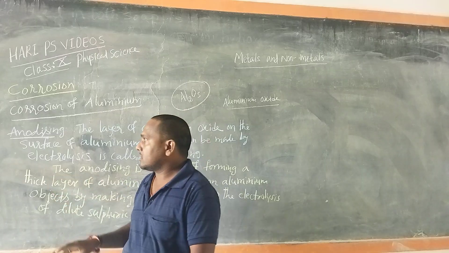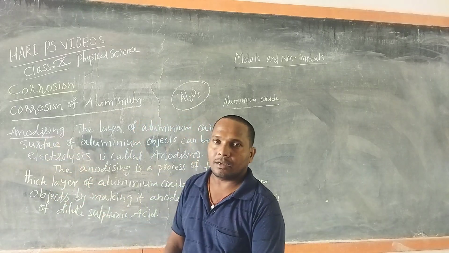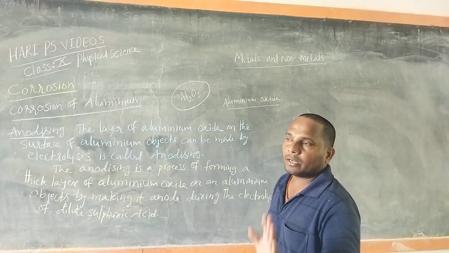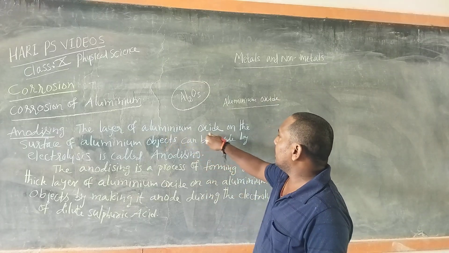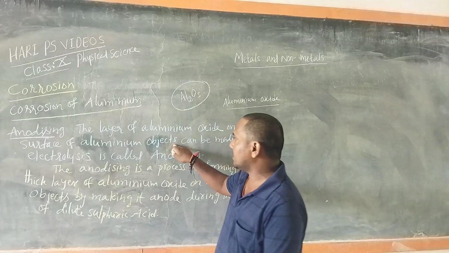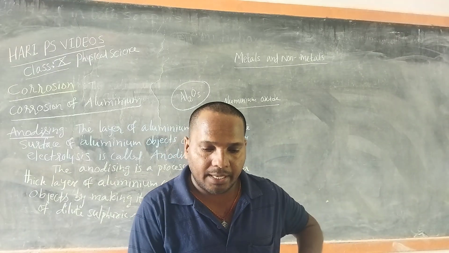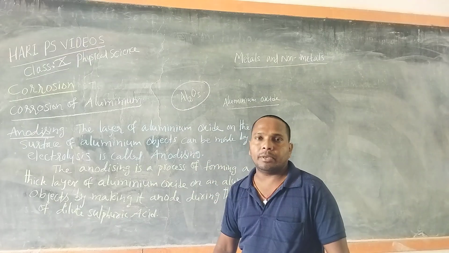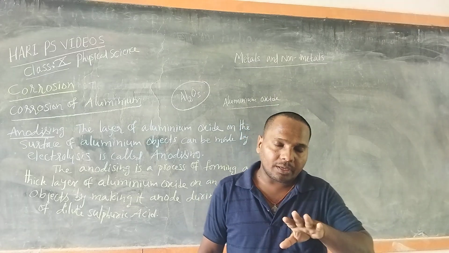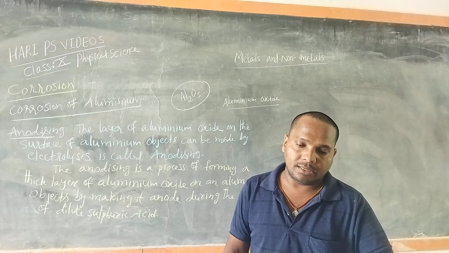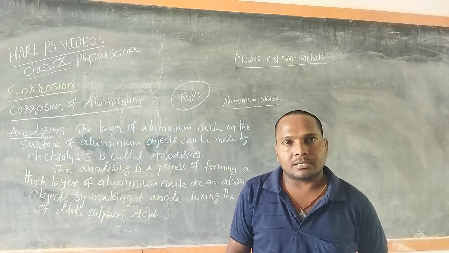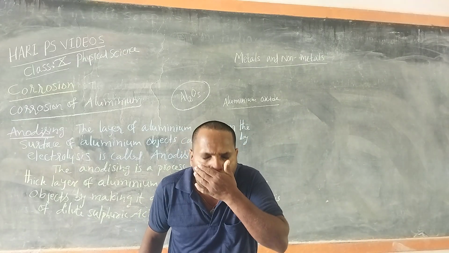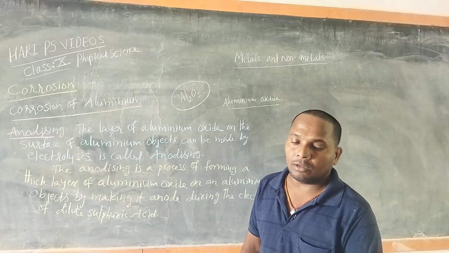By using a process called anodizing, we can protect aluminum objects from corrosion. So what is this anodizing? The layer of aluminum oxide on the surface of aluminum objects can be made by electrolysis. This process is called anodizing.